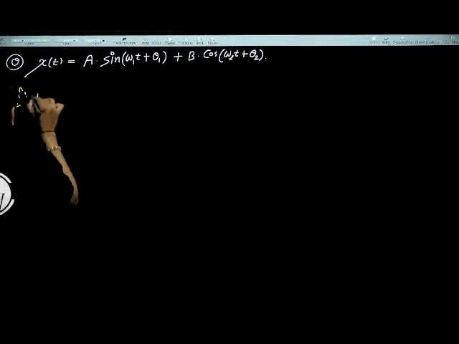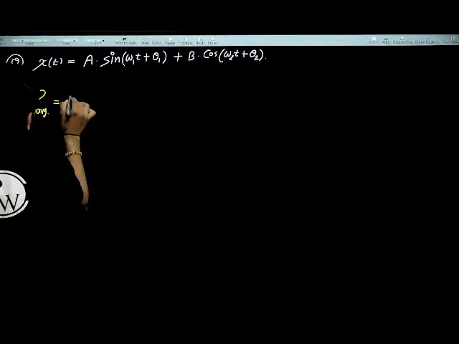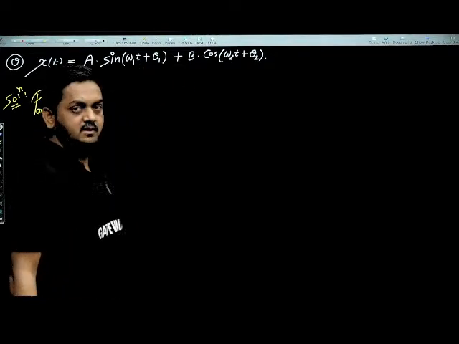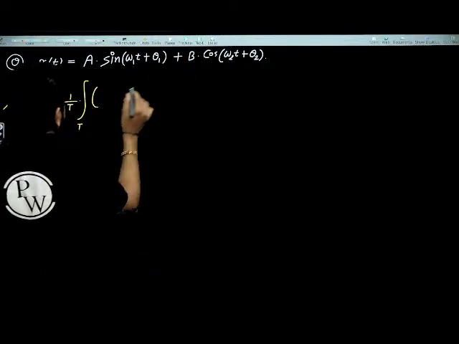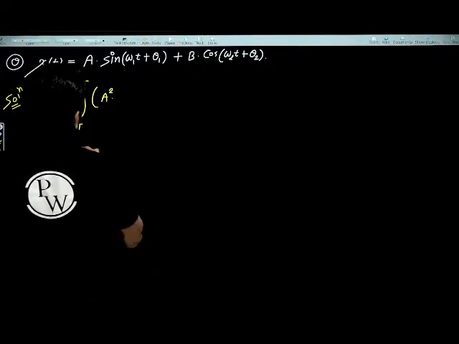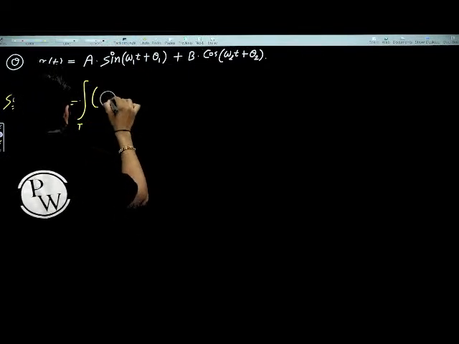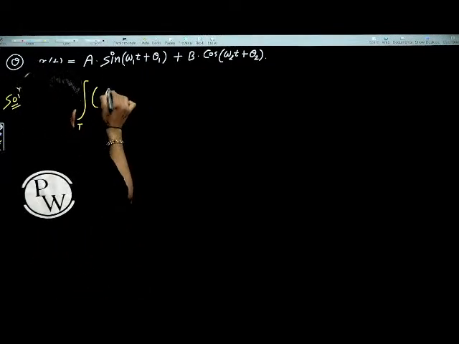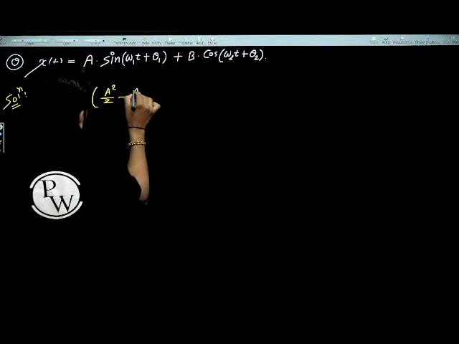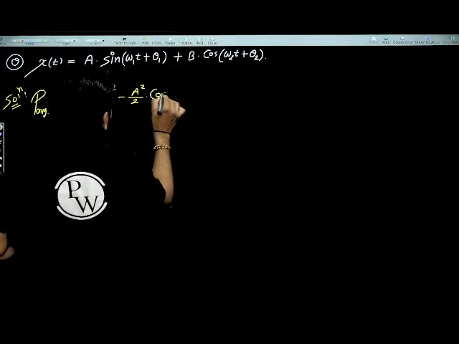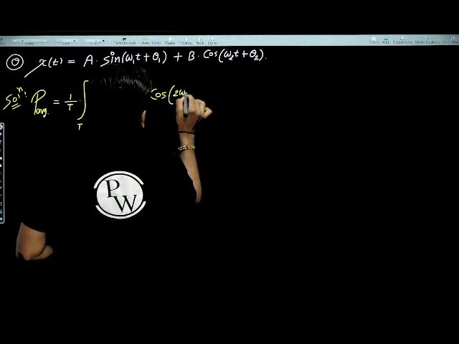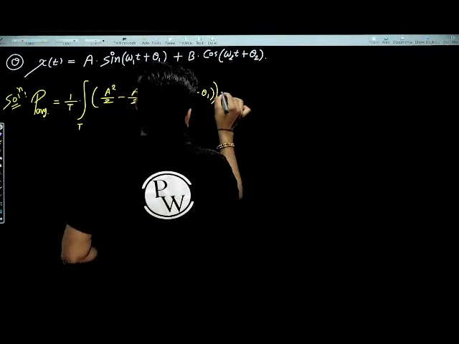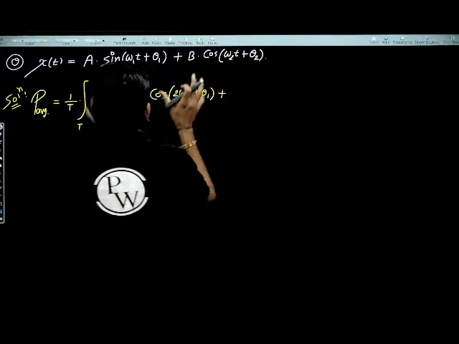So here the average power is given by 1 by T integration over a fundamental period of the square of this, guys. So A square plus B square. Here A square and the square of sine, sine square theta equal to what? 1 minus cos 2 theta divided by 2. So here A square by 2, directly I am writing, minus A square by 2 into cos 2 omega 1 t plus theta 1. Correct? First term, guys, plus A square plus B square.